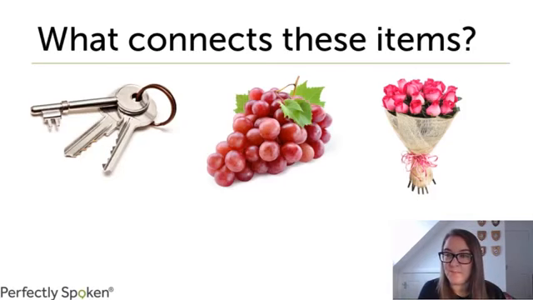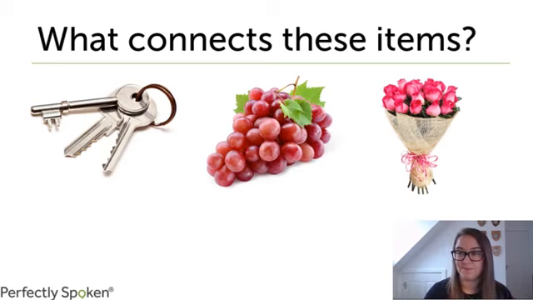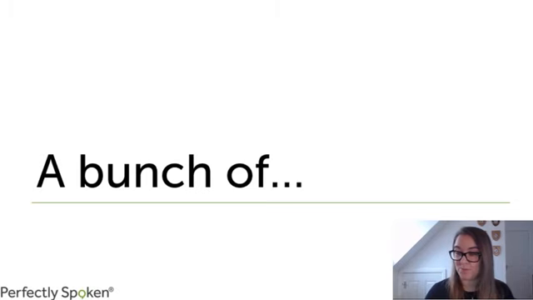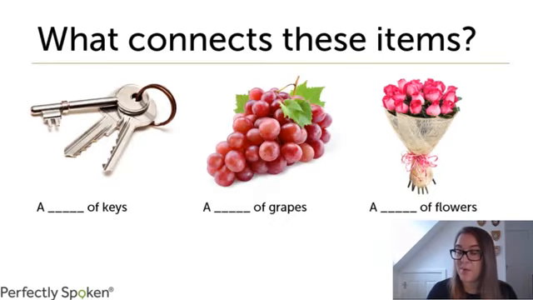So what can you see? And what connects these items? I'll give you a clue. ___ of keys, ___ of grapes, ___ of flowers. Any ideas? Again, I hope lots of you are calling out the correct answer. Of course, I can't hear you, so I'm being positive and hoping that you're all telling me that the correct answer is a bunch of. A bunch of keys, a bunch of grapes, a bunch of flowers.